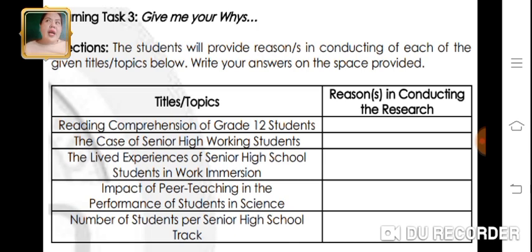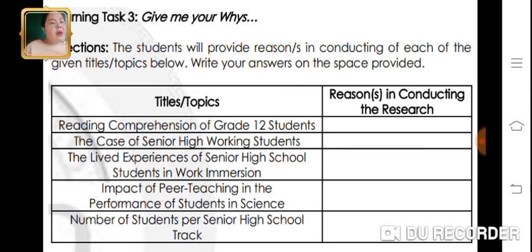Bakit kaya kailangang i-research to? Or ano ba yung reason ba't kailangan gawin ito? Number 2, the case of senior high working student. 3, the lived experience of senior high school students in work immersion. Number 4, impact of peer teaching in the performance of students in science. Number 5 is number of students per senior high school track.